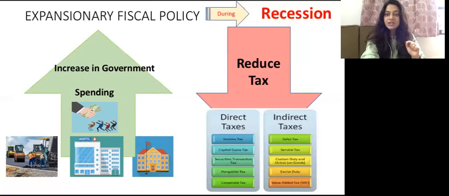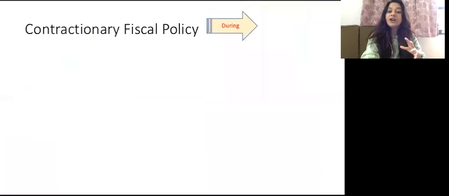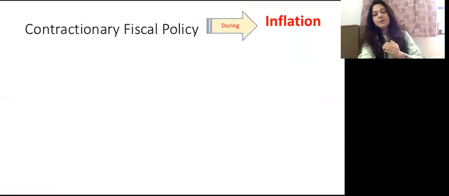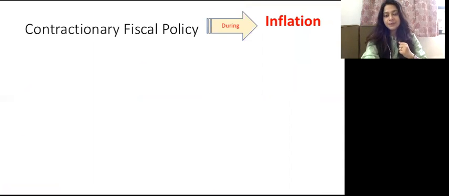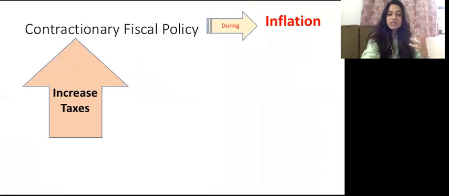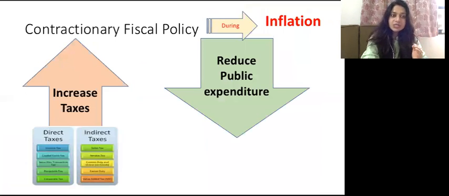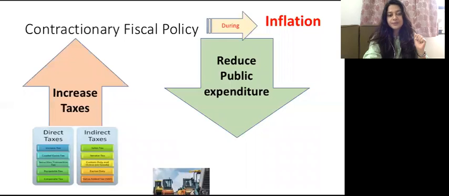Contrary to this, during inflation, government would adopt contractionary fiscal policy. Inflation means that there is a general increase in price and fall in the purchasing value of the money. To bring down the price level, government would increase taxes and it would reduce the public expenditure.